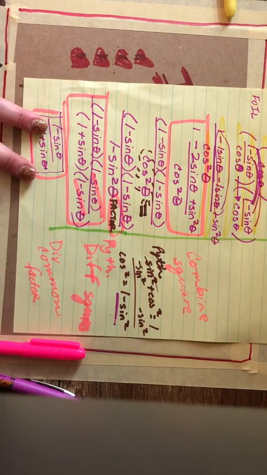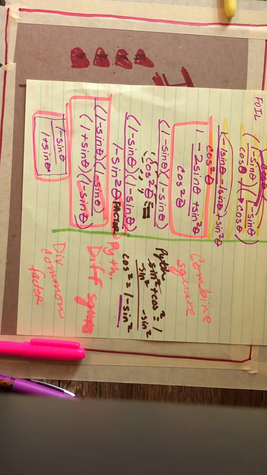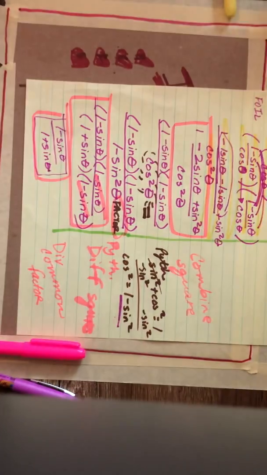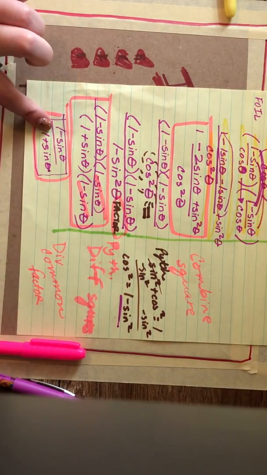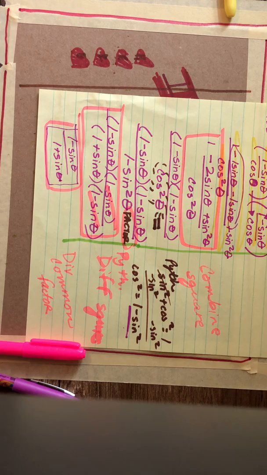And remember, the whole thing is we're supposed to simplify it, make it as small as possible. Well, we cannot cancel those ones, and we cannot cancel those sines because there's a plus and a minus, so it doesn't work that way. So that one's over.